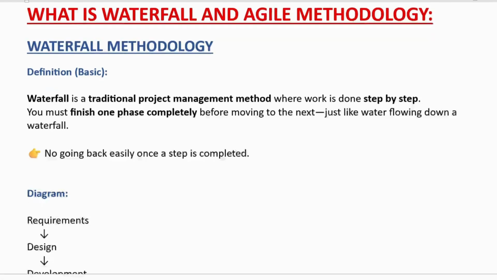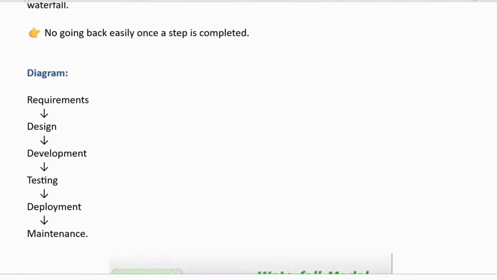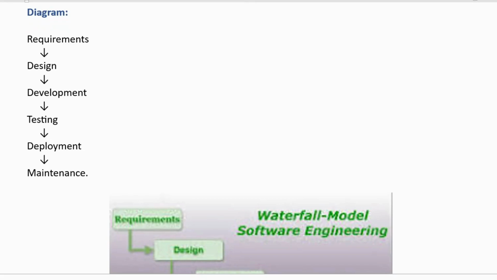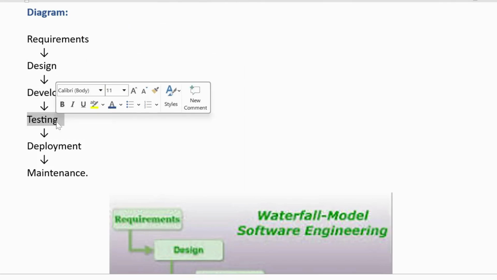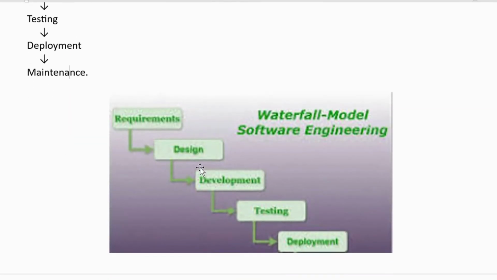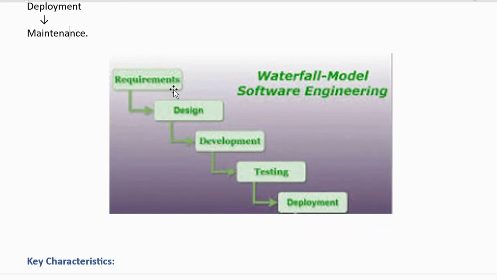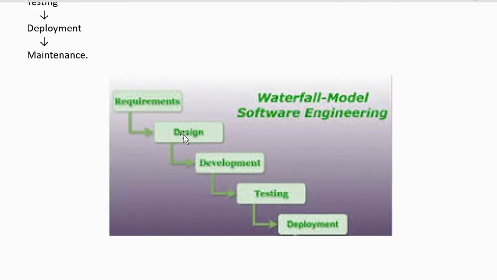Here I'm going to show you one diagram related to the waterfall methodology. First we need requirements, next we design, next we go to development, next testing, next deployment, and then maintenance. So it is a step-by-step process. You can see it in the diagram: first requirements, then design, then development, then testing, and then deployment.